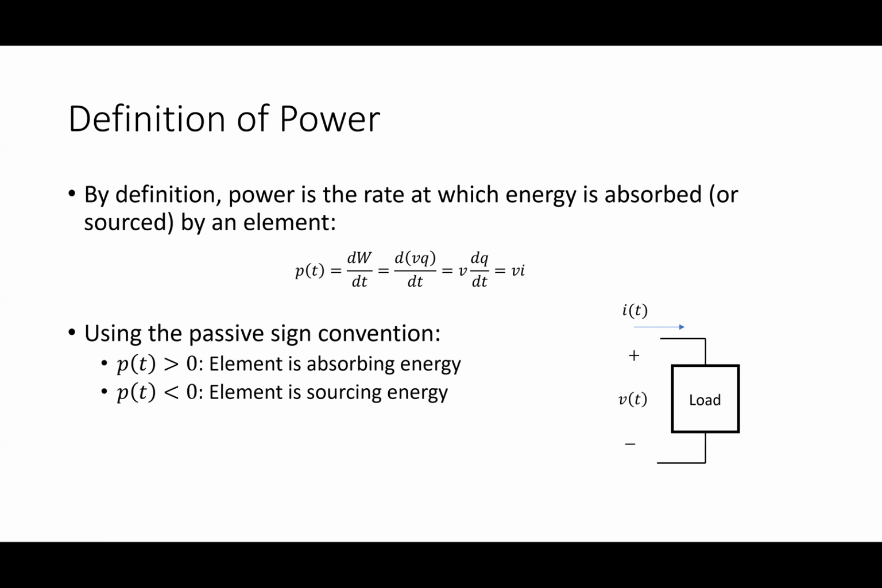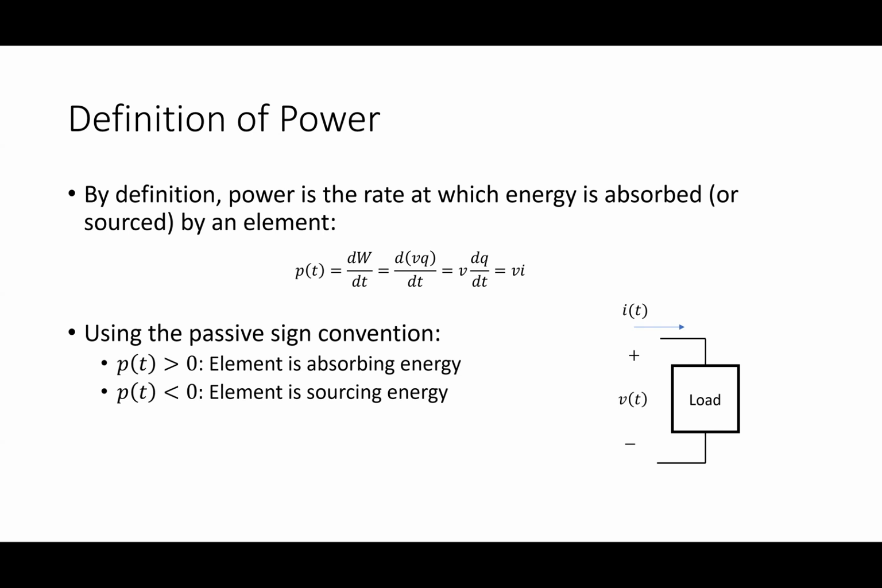If I do V times I, I get what I call P of T. What is P of T? You probably didn't think about that for more than a couple of seconds in Circuits 2. Well, it's energy over time. P of T is instantaneous power. It's the power at any given instant in time.